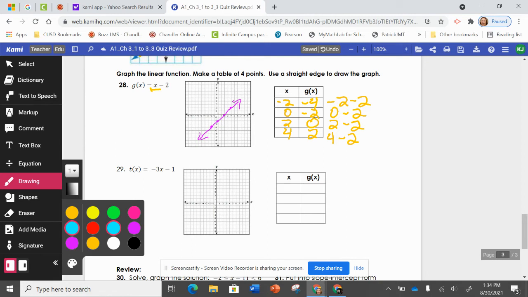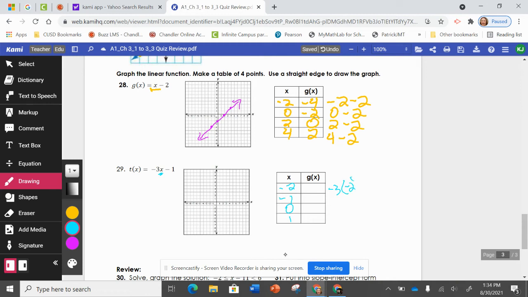For number 29, this time I think I'm going to use -2, -1, 0, and 1. So if I plug those in for x, we have -3 times -2 minus 1. -3 times -2 is +6, and 6 minus 1 is 5. -3 times -1 minus 1. -3 times -1 is +3. 3 minus 1 is 2.